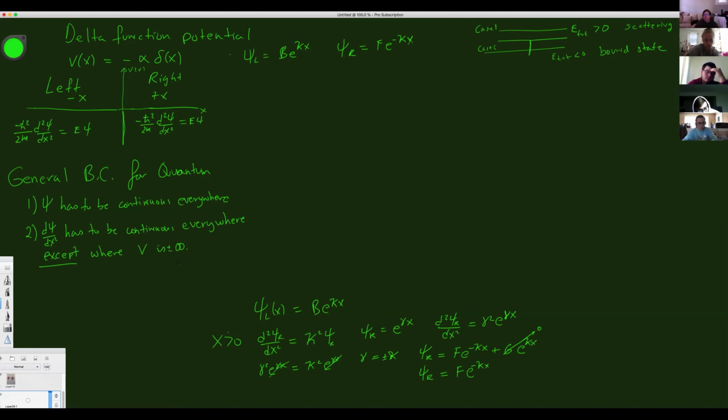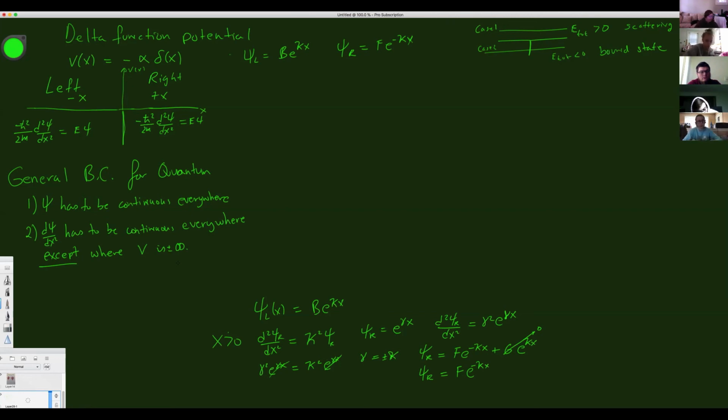We have one of those places, right? We have a spike that goes all the way down to minus infinity. So at that point, right at x equals 0, the derivative can be discontinuous. It has to be continuous everywhere else, but right at that point, it can be discontinuous. And in fact, it is discontinuous. But psi itself has to be continuous everywhere. Okay, so it can't jump from one value to the next at a point.